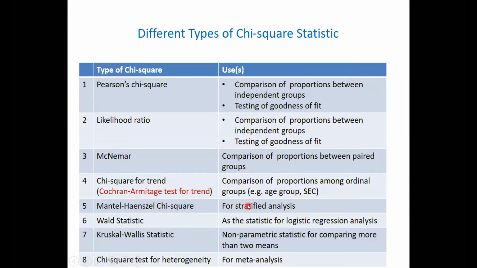Chi-square for maintenance, chi-square is for stratified analysis. When we talk about removing confounders, we talk about stratified analysis, that's what they use it for. So I will not talk much about that, so that we can save time, just know that one.